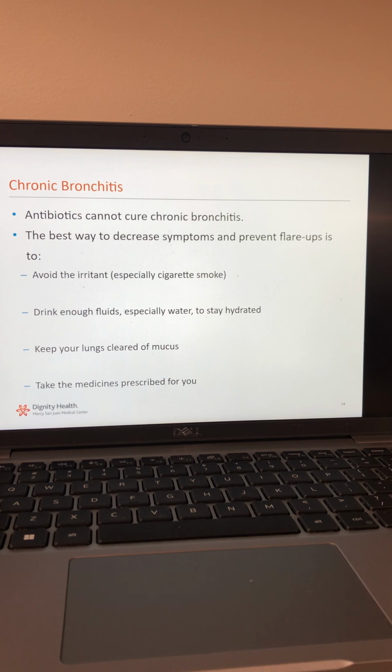The best way to decrease the symptoms and prevent flare-ups is to avoid the irritant, especially cigarette smoke. Drink enough fluids, especially water, to stay hydrated. Water will thin out the mucus. Keep your lungs cleared of mucus. Use that Arabica we gave you, and then take the medicines prescribed for you.